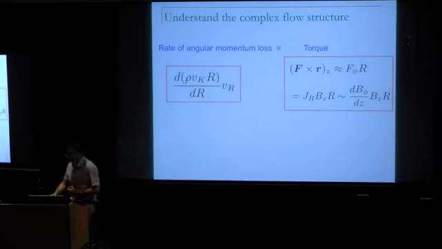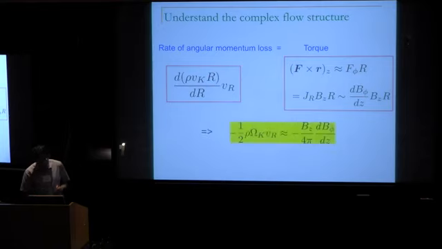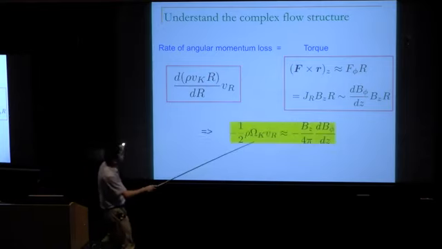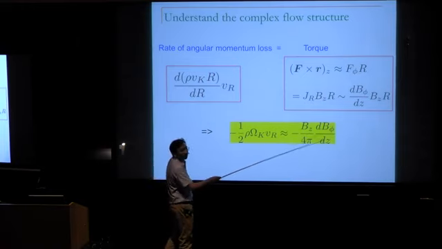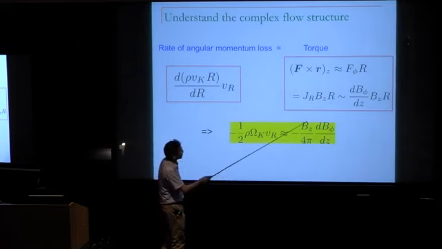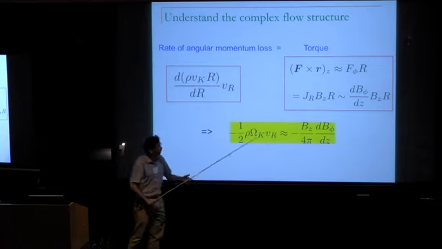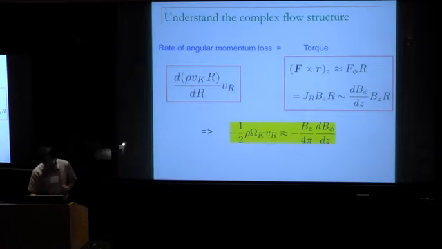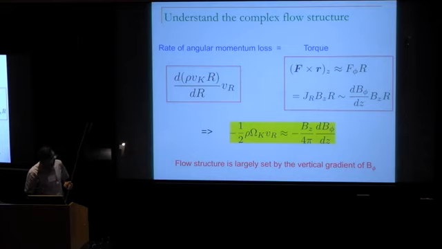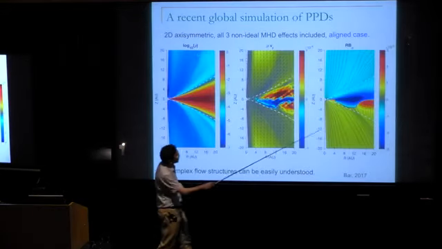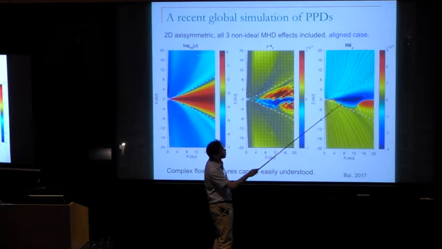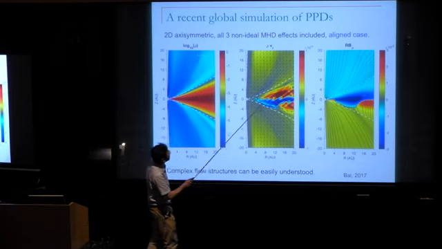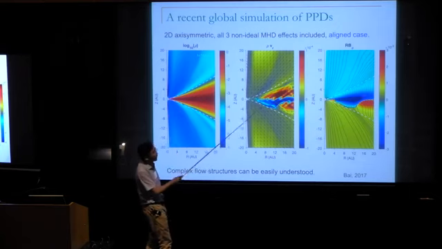And when you equate these two, you find that basically this VR, the accretion velocity, is proportional to the vertical gradient of B phi, okay? And BZ, if the disk is thin, BZ is more or less constant. And so now if you look at here, in this region, B phi maximizes at the midplane, right? So the gradient of B phi changes sign across the midplane. So that's why the direction of the accretion flow changes sign here.